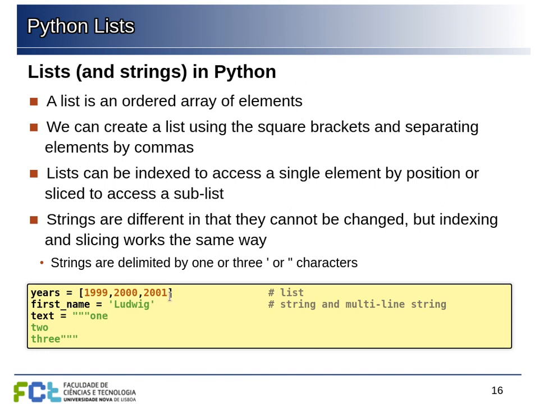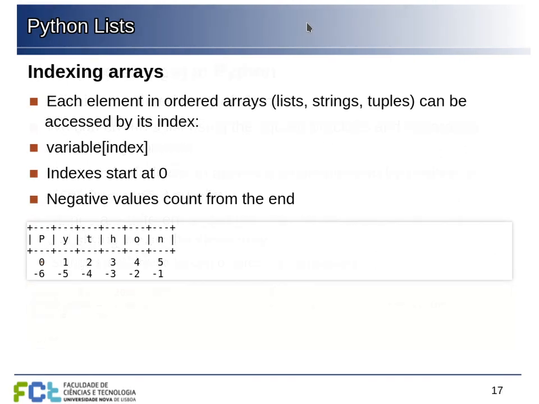In all of these cases, these ordered arrays of elements, the elements can be accessed by their index. So if you have a variable with a list or a string or a tuple also, you can access each element by indicating the name of the variable, opening square brackets, an integer with the index of the element that you want, and then closing square brackets. Note that indexes start at 0, so if you have this string, for example, the uppercase P there will have index 0, the Y has index 1, and so on.